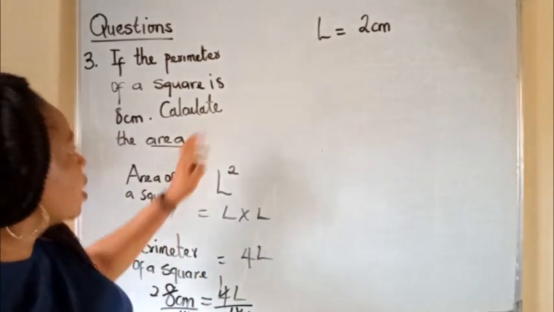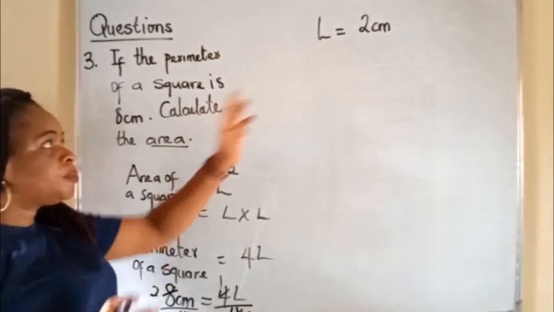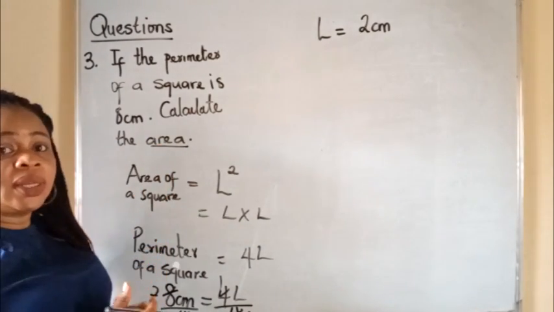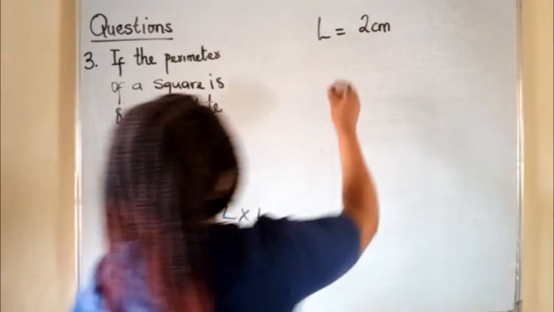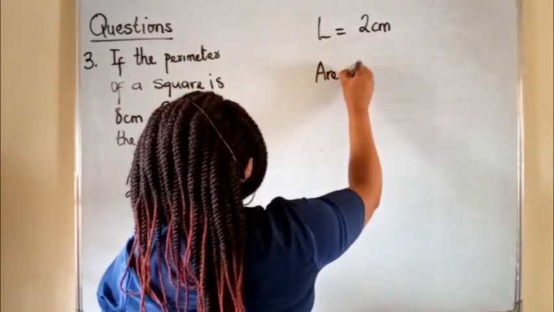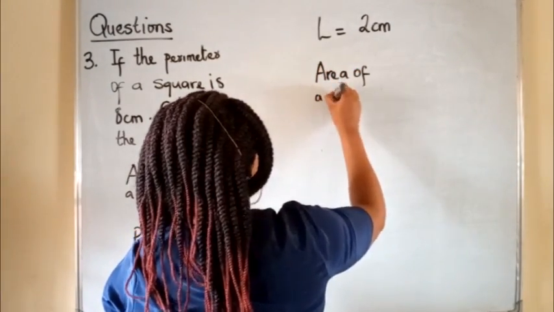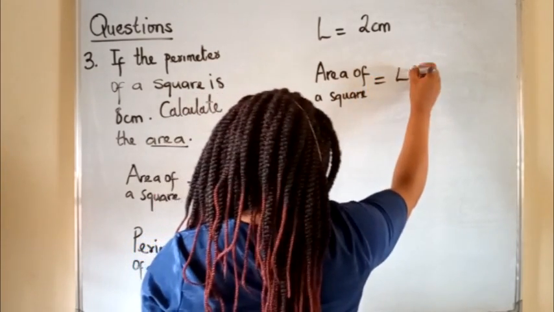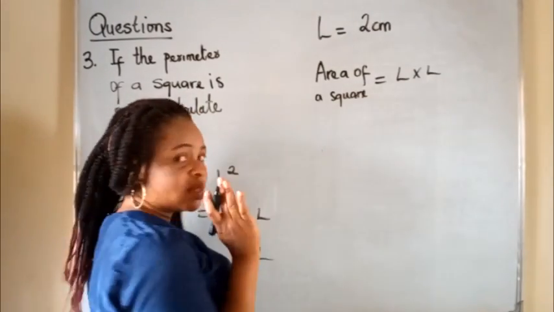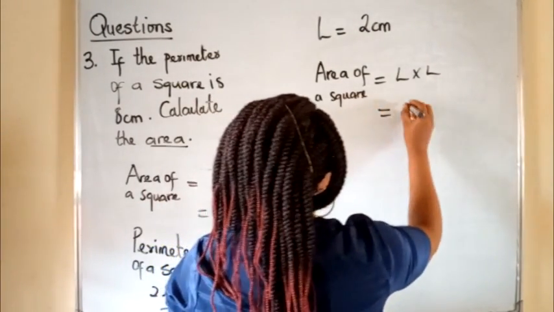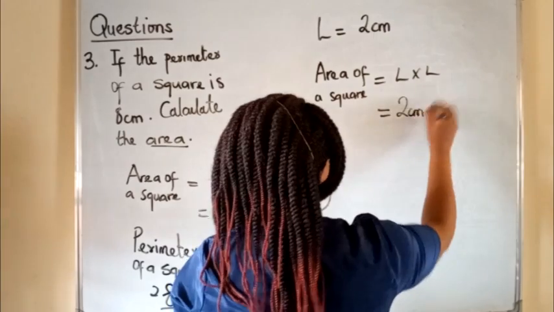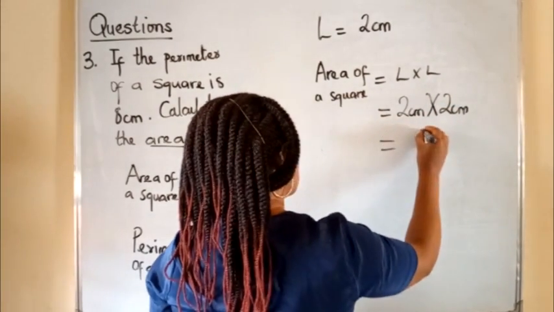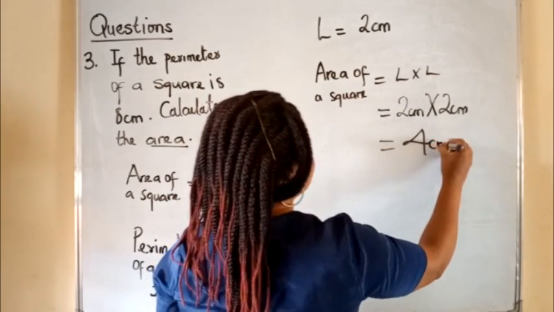We are asked to calculate the area. We find the length because without the length, we cannot calculate the area. So the area of a square is length squared, which is what? Length times length. And now we have gotten the length. So it's very easy. We now say 2 centimeter multiplied by 2 centimeter. And that will give us what? 4 centimeter squared.